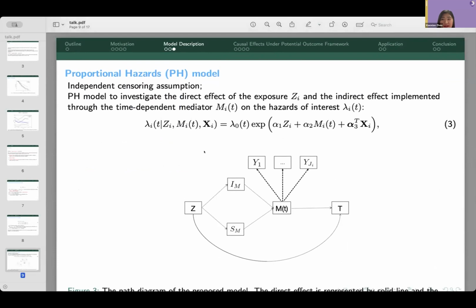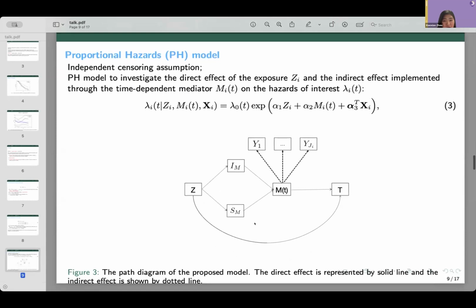And last, for the time-to-event outcome, we assume independent censoring and use a proportional hazards model to investigate the direct effect of the treatment and also the indirect effect through the mediator, and then to the onset of AD. So the whole path diagram of the proposed model is like this. We group the multiple highly correlated observations into the latent mediator. Then the treatment can affect the time-to-event directly or indirectly through the mediator.